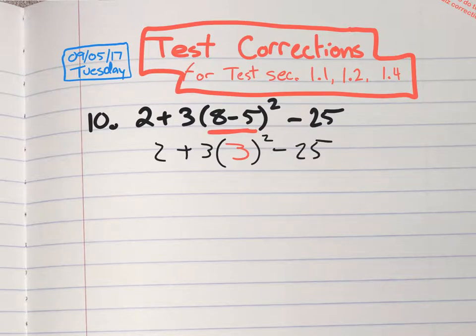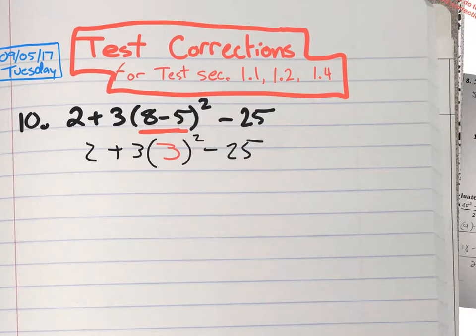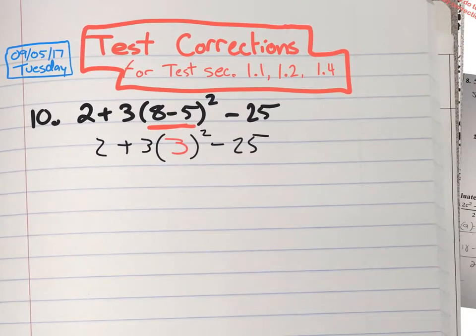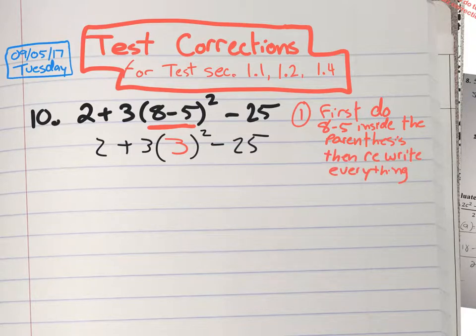Now, as I'm doing this, you want to write down an explanation right next to whatever work you're doing. So what was the very first thing that we did here? What was our first step? We did the subtraction inside the parentheses, right? Yeah, parentheses. So over here on the side, I'm going to write down my first step: first do 8 minus 5 inside the parentheses, okay? So what's the next thing that we do? Exponent. You know what? Even before that, we should have also written down first do 8 minus 5 inside the parentheses, then rewrite everything. So I forgot that. So we write that down in our explanation.